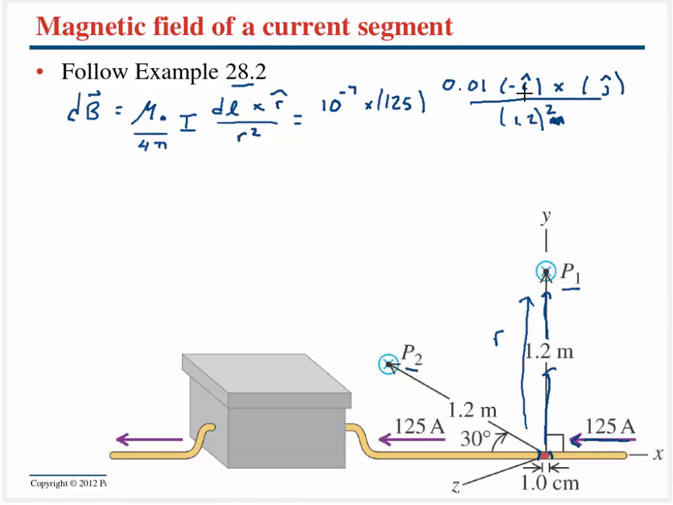Now if I cross negative i hat with j hat, I'm going to get negative k hat. So my direction is going to be in the negative k hat direction. It's going to be into the page, and you can do that also with the right hand rule. And so you're going to type all this stuff in, and you're going to come out with 8.7 times 10 to the negative 8th. It's going to have a unit of Tesla, and the direction would be in the negative k hat direction. And you can do the same for point 2.